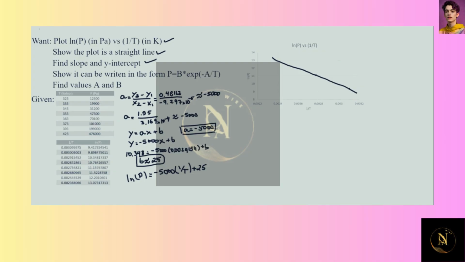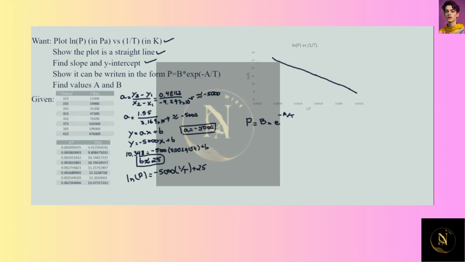So I want to show that equation in this format, and we can do it in two different ways. We can either use this equation and manipulate it to get it to this format, or we can manipulate this format and try to get something that looks like our equation. In this case, I think this one's the simpler one. So let's just start with p equals b times e to the minus a over t.